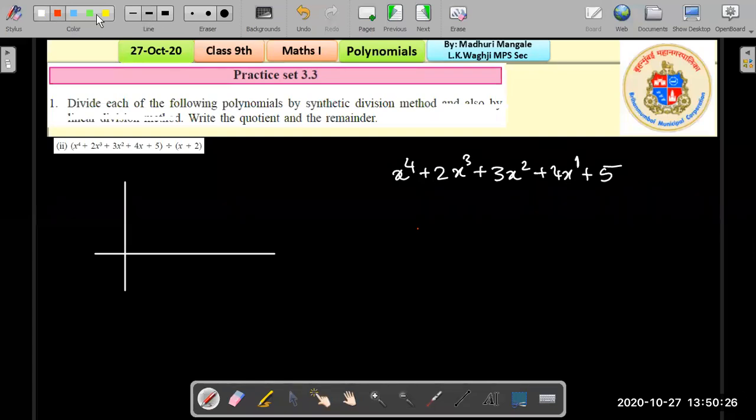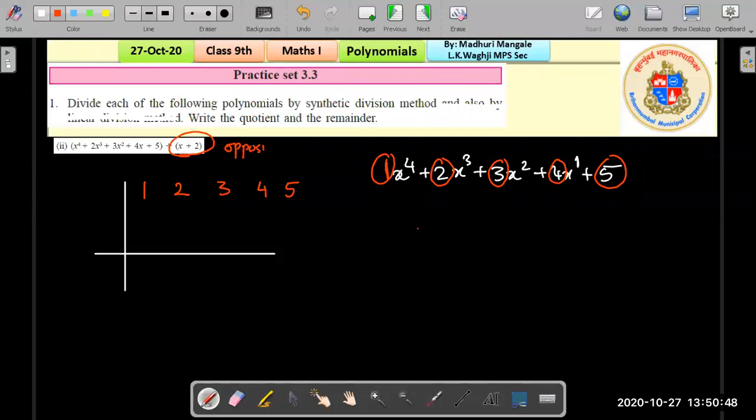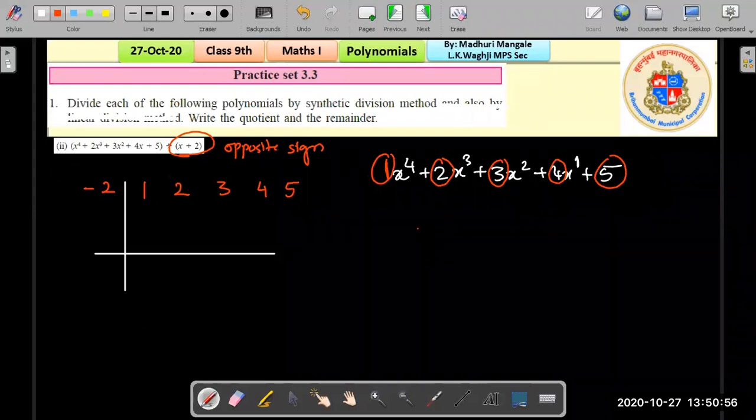We are going to use the coefficients. What is the coefficient here? Nothing is mentioned, means the coefficient is 1, it's 2 here, it's 3, 4 and 5. So we are going to write out the coefficients. It is 1, 2, 3, 4 and 5. And we are dividing by x minus 2. So we need to use the opposite sign. So that would be minus 2 will be changed to plus 2. And now we can simply perform the multiplication and combining the terms, right?